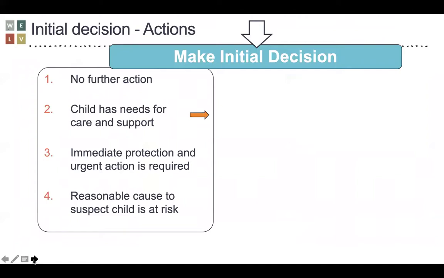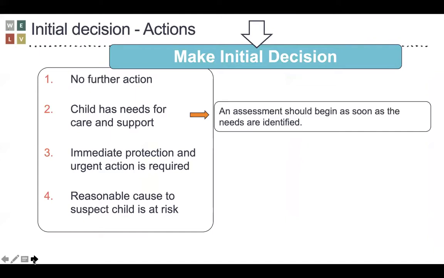So, in terms of making the initial decision, the procedures set out 4 options or 4 actions that social services can then reach. The first may be that there is no further action to be taken. However, consideration needs to be given to the duties under Part 2 of the Social Services and Wellbeing Act in relation to the potential role for information, advice and assistance.